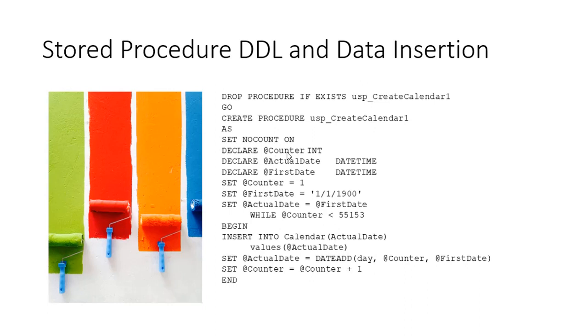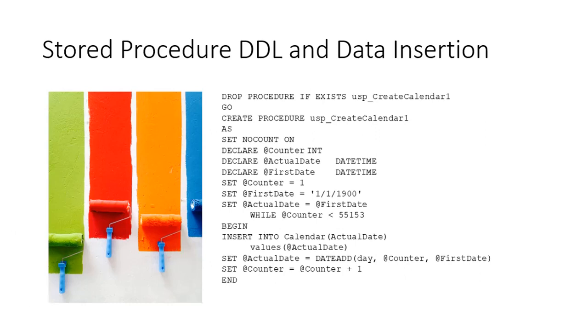So we declare an @counter, we declare @actualDate as date time, we declare @firstDate should be of type date time. And this calendar is going to have dates from January 1st, 1900 to December 31st, 2050. So we will set actual date equal to the first date, and that, of course, was January 1st, 1900. And then our counter will be where it's less than 55,153. That's how many days in that time span. And then we do an insert. So we insert inside of a loop here in the stored procedure.